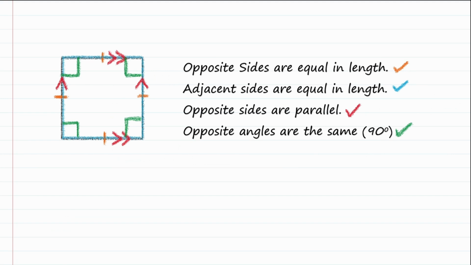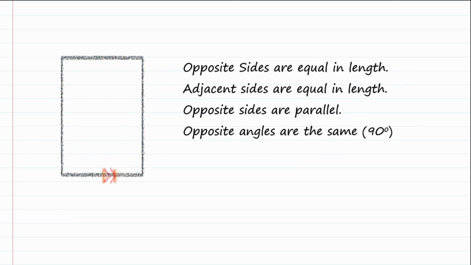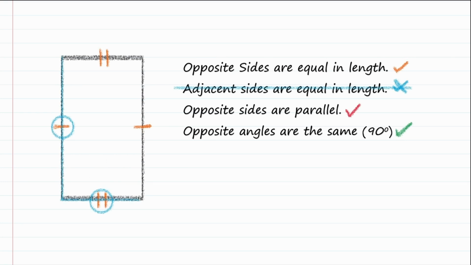Now, do the same properties work with a rectangle? Well, I can see that opposite sides are equal in length. My left is equal to my right and my top is equal to my bottom. But with my left-hand side being adjacent to the bottom of my rectangle, I can see by these markings that they are not the same length. So that means that I need to have a look and explore what the properties of a rectangle actually are.